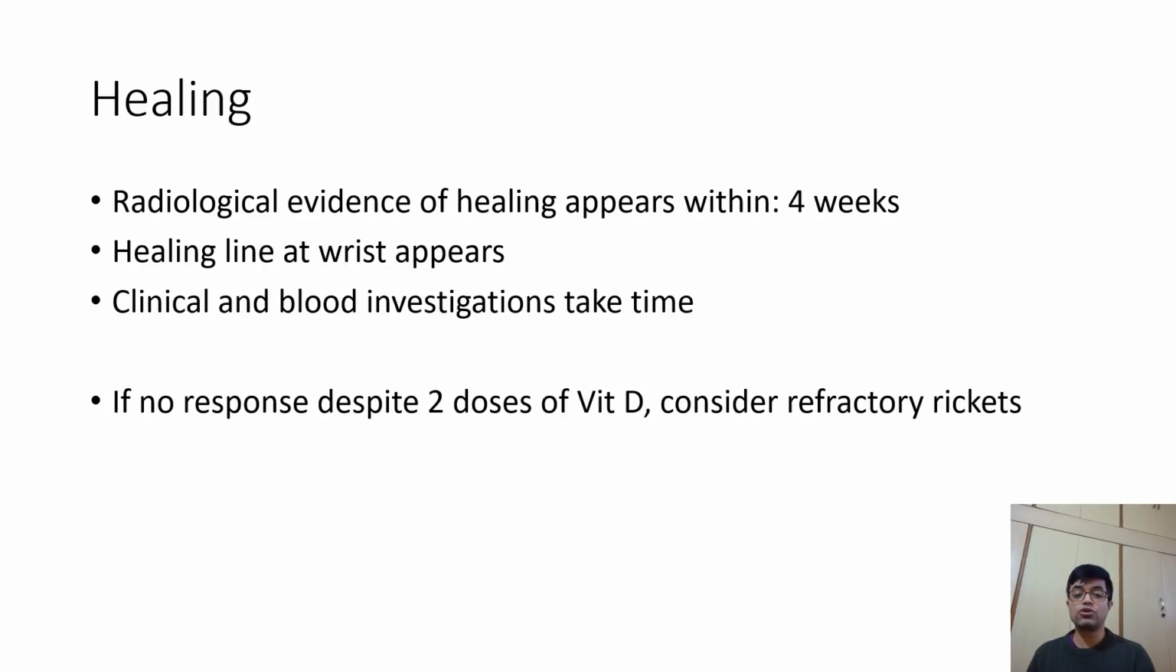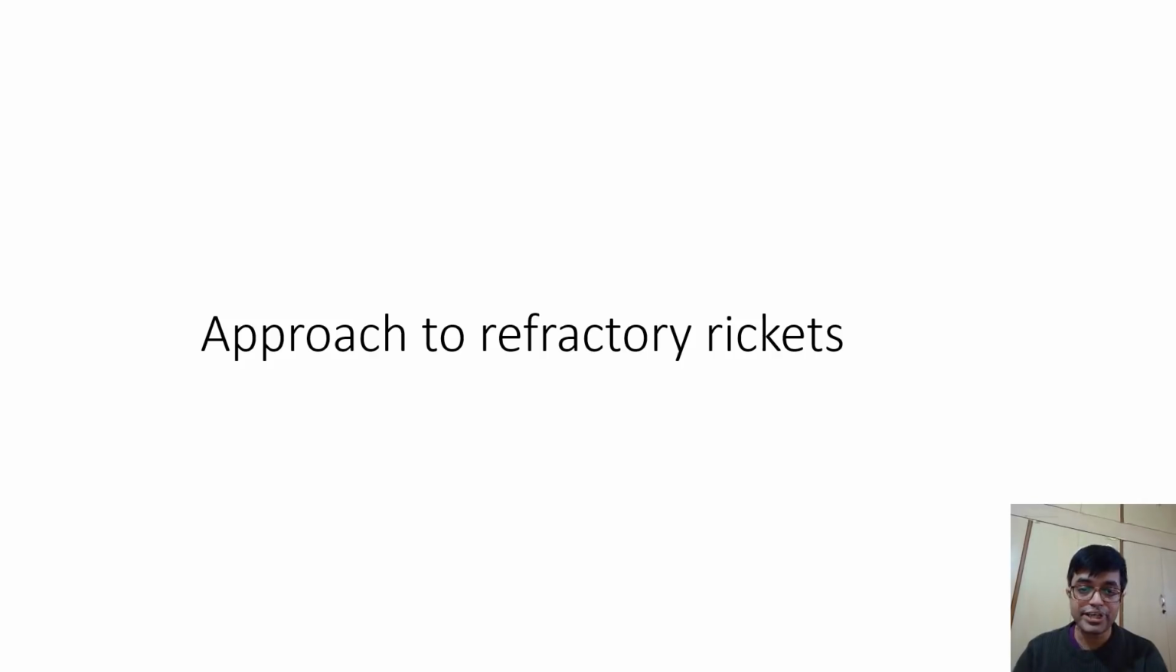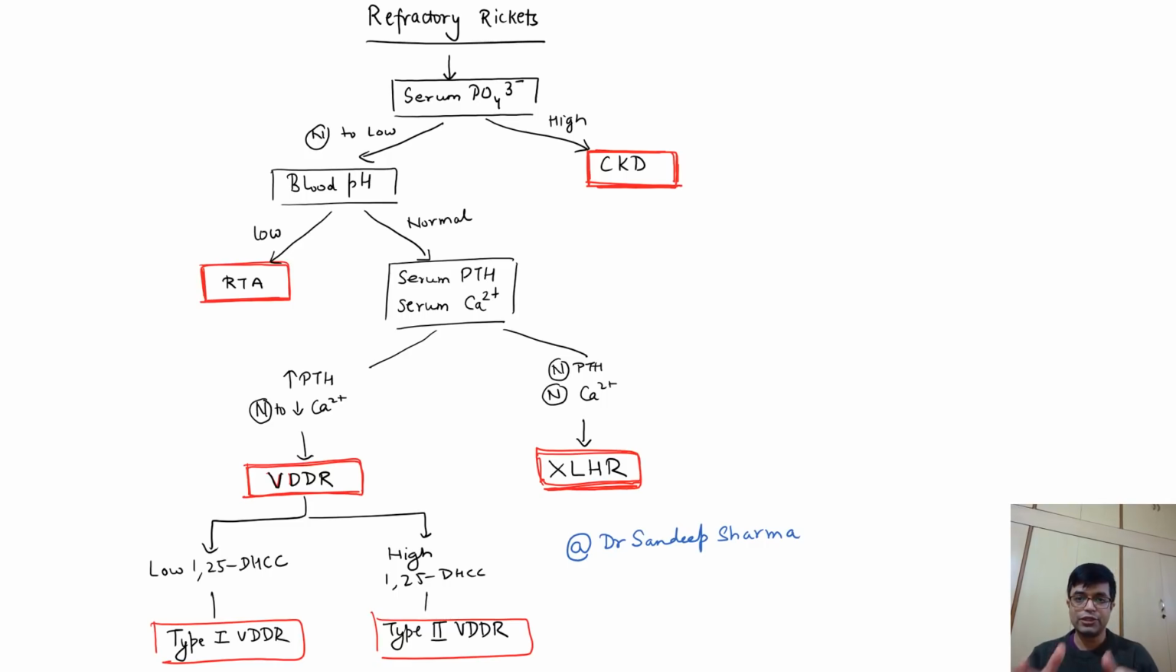If there is no response to 2 megadoses, that is 2 times regimes have been completed, you have to consider refractory rickets. So what is refractory rickets? The approach is very important. You will find difficult MCQs on this. So this is the approach which I have formed in a slightly twisted form from what you have seen in OP Ghai and different books.